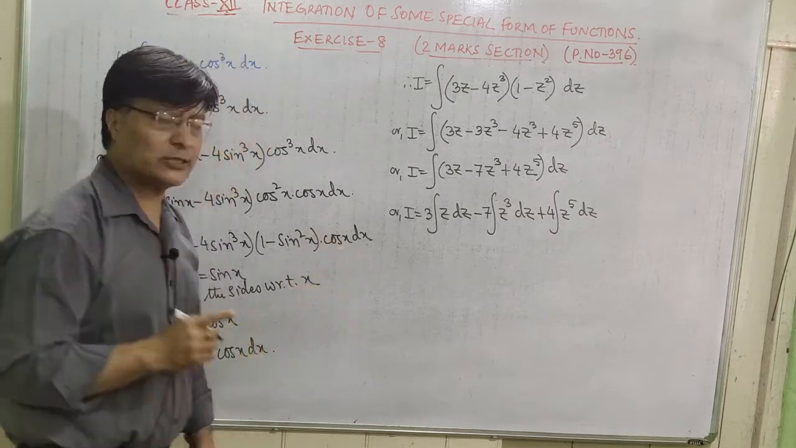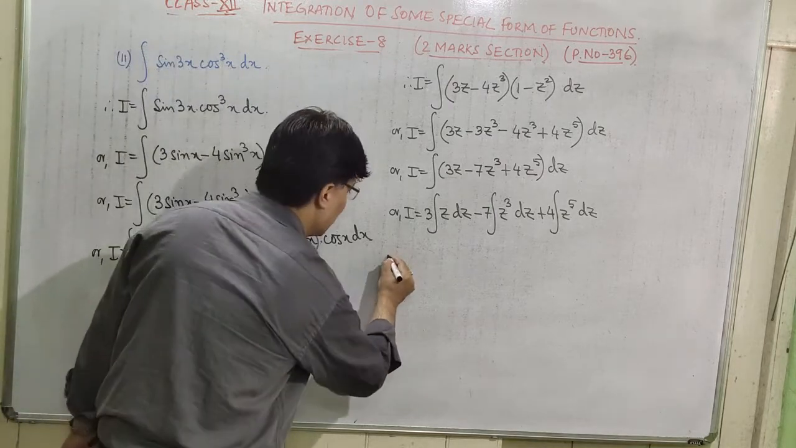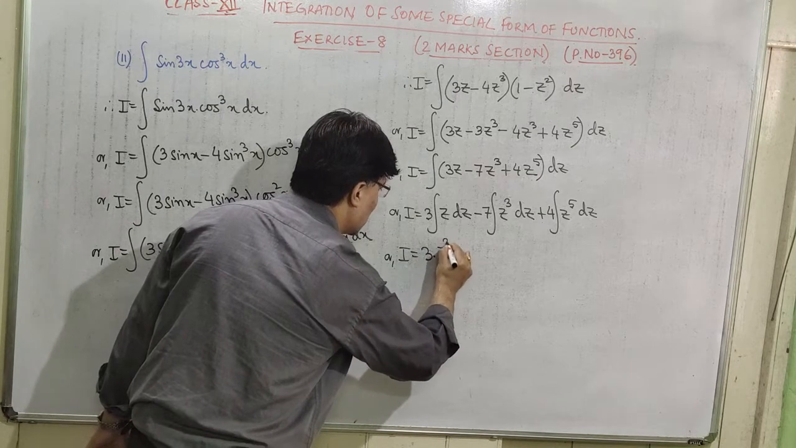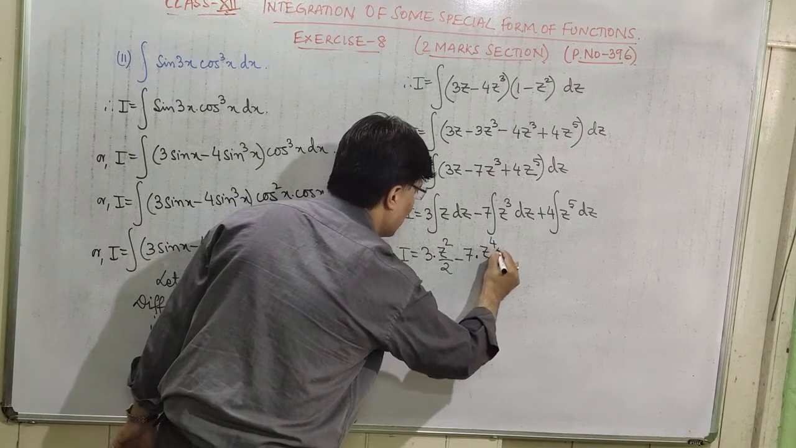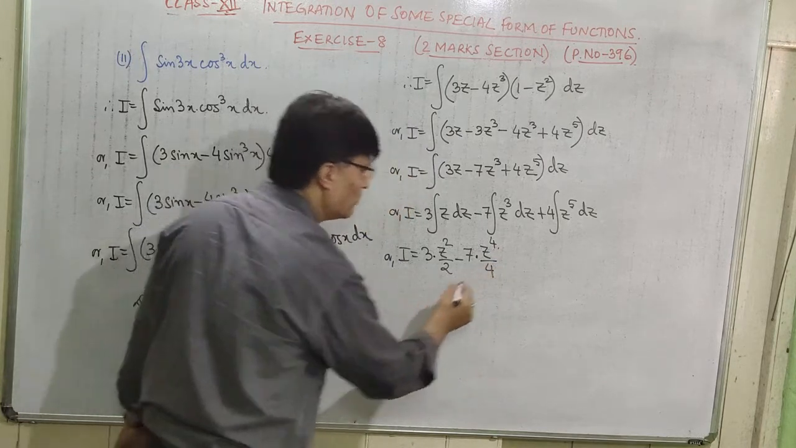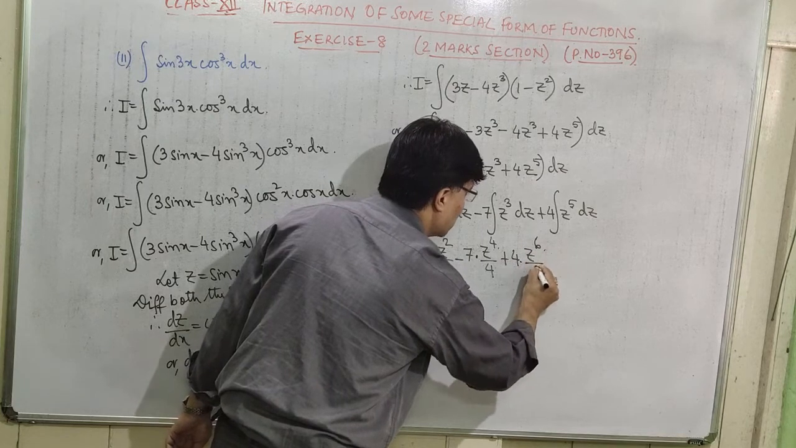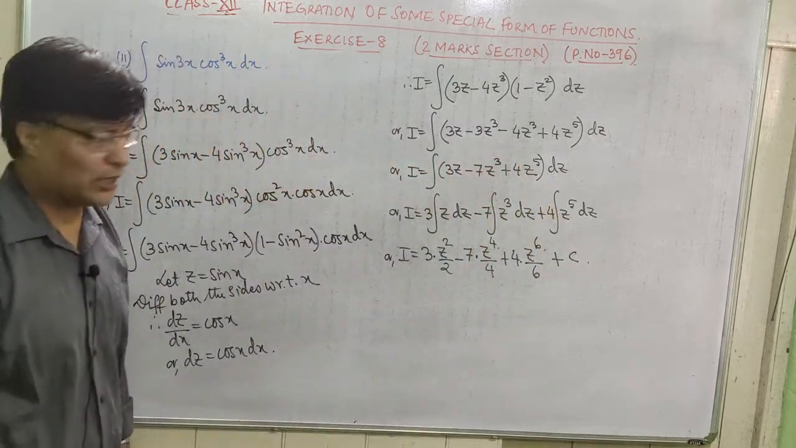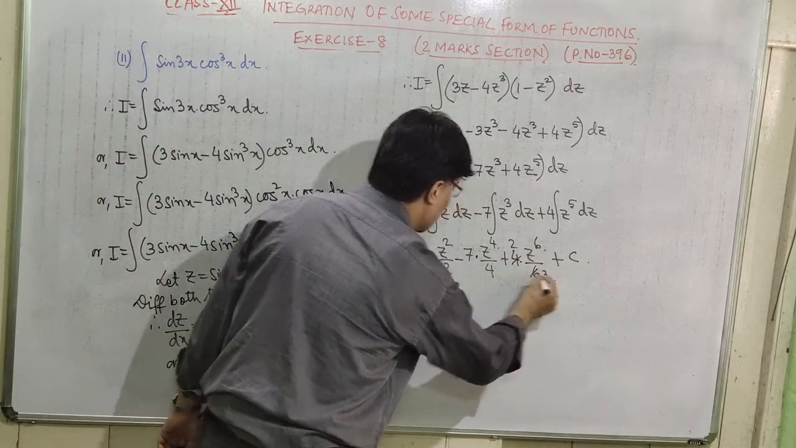This is just like integration of x to the power n dx, which is equal to x to the power n plus 1 divided by n plus 1, or I is equal to 3 into z square by 2 minus 7 into z to the power 4 divided by 4 plus 4 into z to the power 6 divided by 6. Then what do you write? Plus c. So here you can cancel, 2 2s are 4, 2 3s are 6.